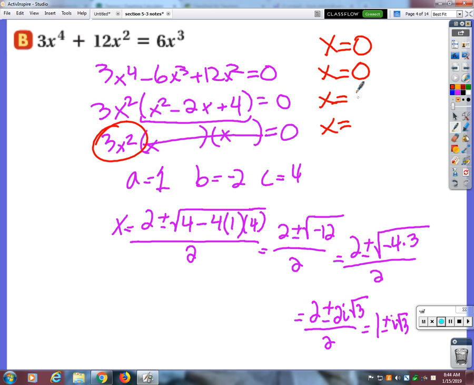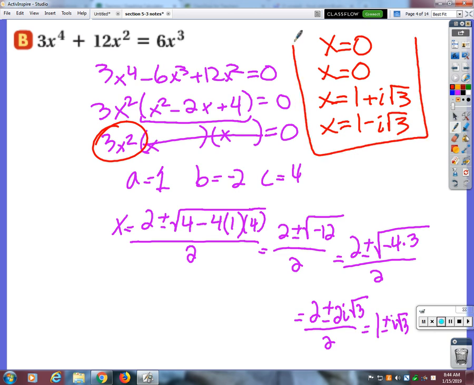Then from down here, you get 1 plus i times the square root of 3, and you get 1 minus i times the square root of 3. So there are our 4 solutions. Okay, Kat? Yes, you're absolutely right. We probably should have written just x equals 0 and then said multiplicity of 2.